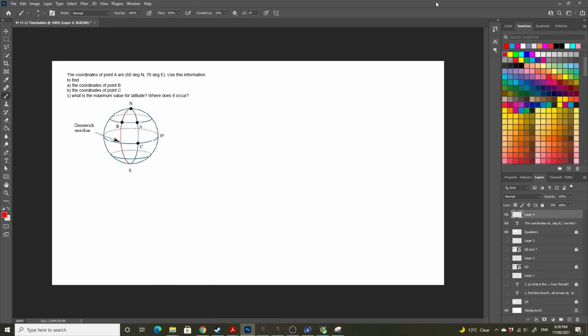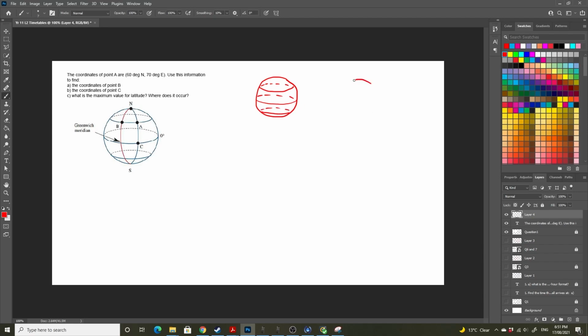In today's video, we're going to look at latitude and longitude problems. The Earth's surface is divided into parallels of latitude and meridians of longitude. So if we have the Earth, these circles are the parallels of latitude.